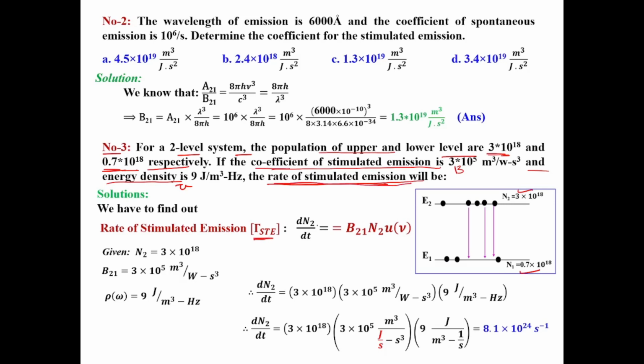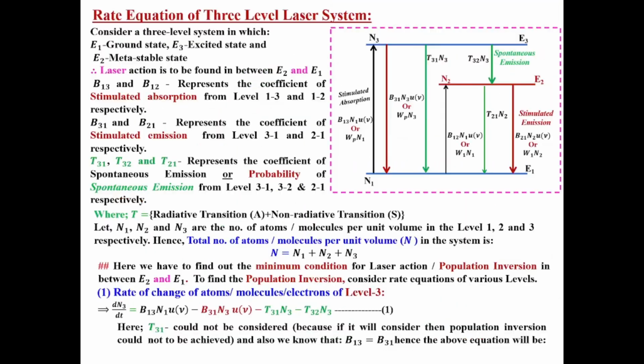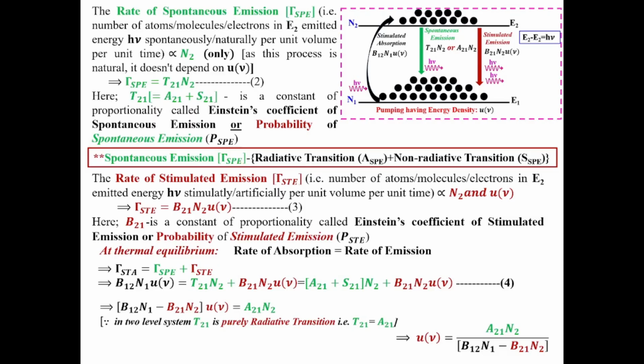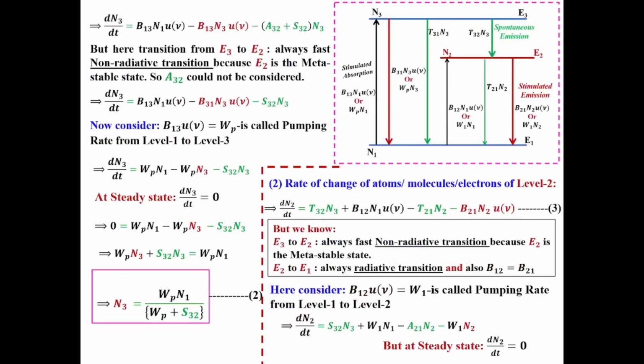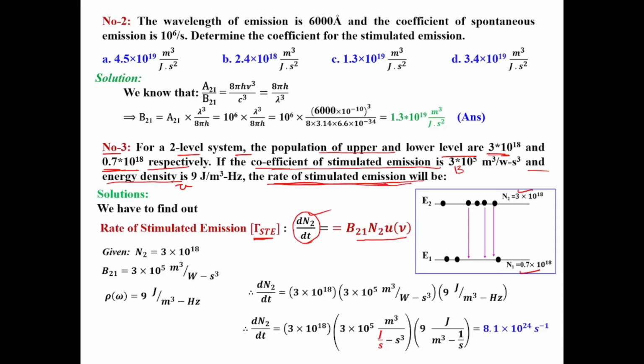Gamma STE, or the so-called rate of change of atoms or molecules of the upper level, dN2 by dt, is nothing but B21 into N2 into U mu. You can check that video. I told you the Einstein coefficient video is most important. For stimulated emission, this value is B21 into N2 into U mu. The same expression I have used here to calculate the answer for this question. So the rate of stimulated emission will be B21 into N2 into U mu.